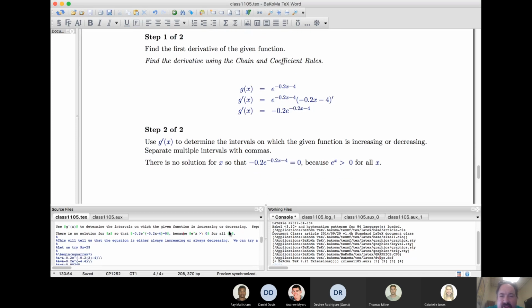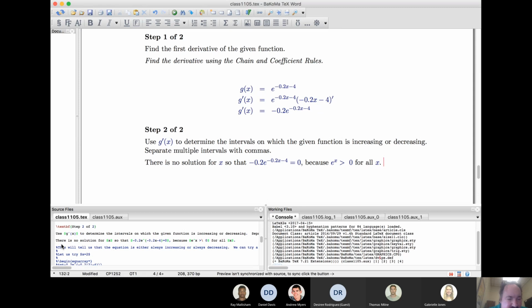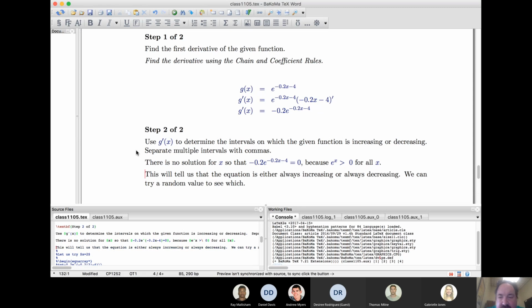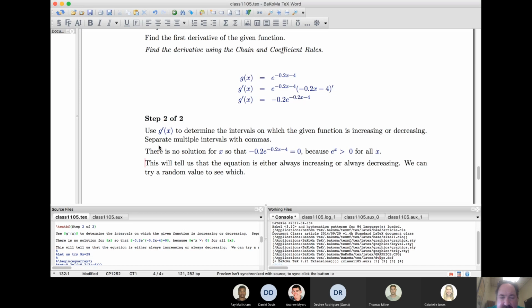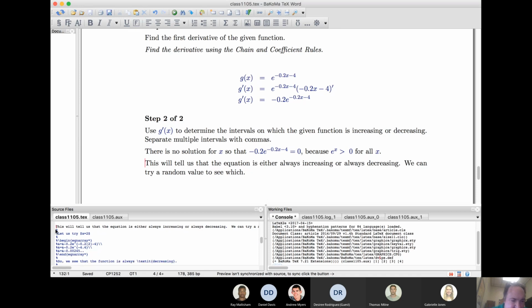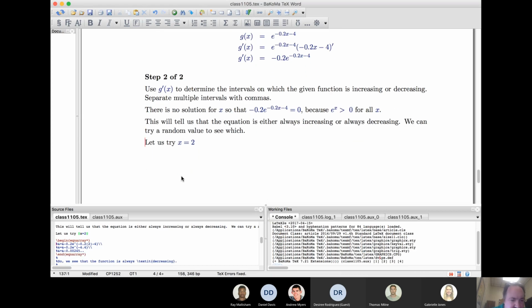So what that means is the function is either always increasing or always decreasing, depending on whether the derivative is positive or negative. And you can always plug in a value for x. So for example, if you were to plug in x equal 2, and then you'd be evaluating that.